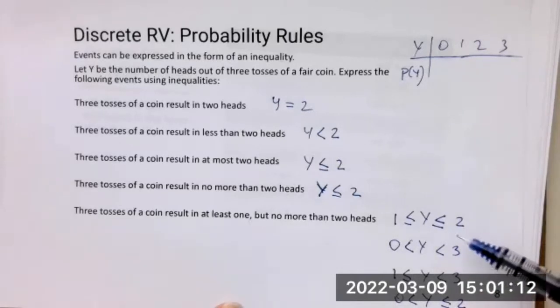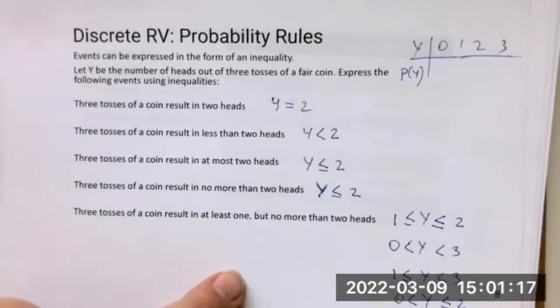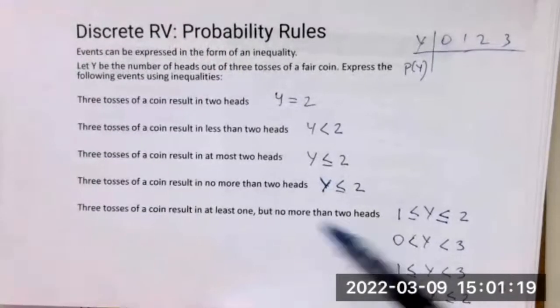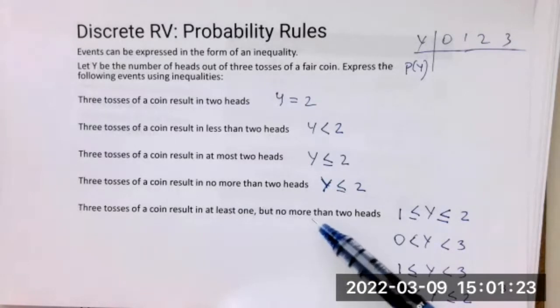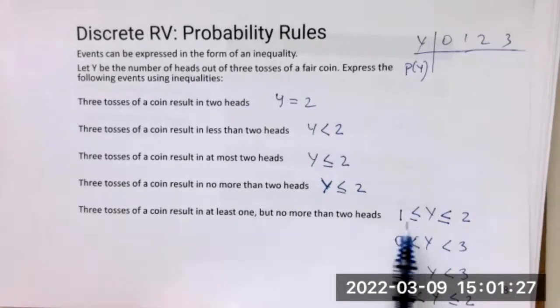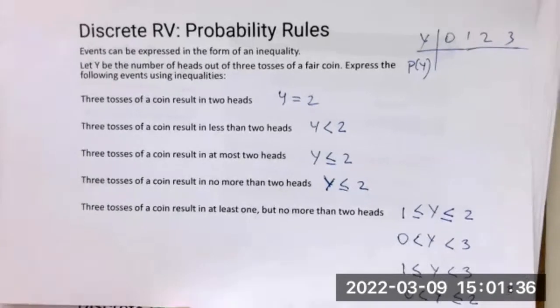So all 4 of these inequalities basically express the same idea that 3 tosses of a coin result in at least 1, but no more than 2. So that means 1 or 2. This is 1 or 2. This is 1 or 2. This is 1 or 2. This is 1 or 2 as well.